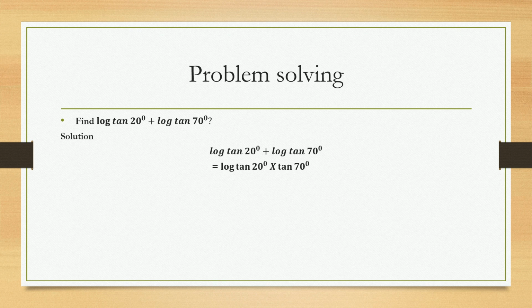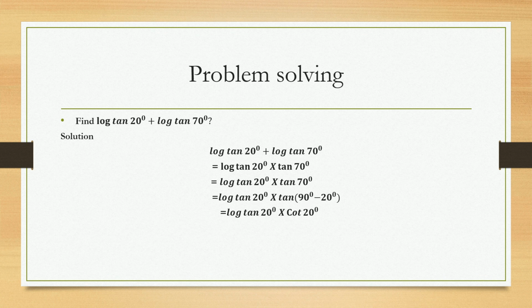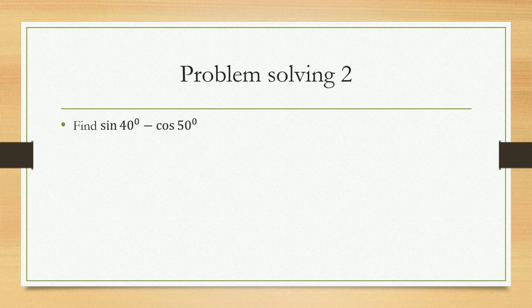We know that log m plus log n is log mn. So it becomes log of tan 20 tan 70. Log of tan 20, keep it as it is. Tan 70 may be written as tan of 90 minus 20. Use the complementary relationship we have just learned. Log of tan 20 into cot 20. What is cot 20? It is 1 by tan 20. So it becomes log of tan 20 degree into 1 by tan 20 degree. On simplification we get log 1, which we have already learnt in logarithms. It becomes 0.